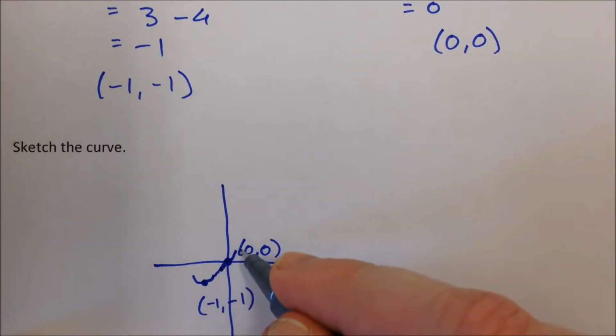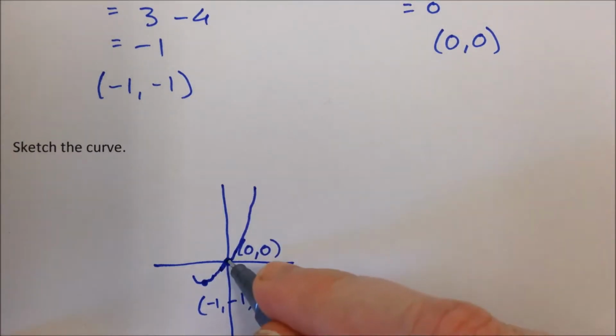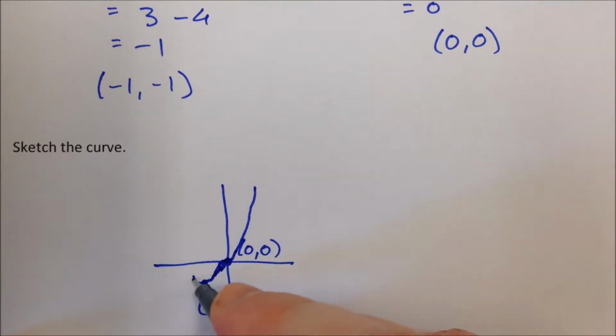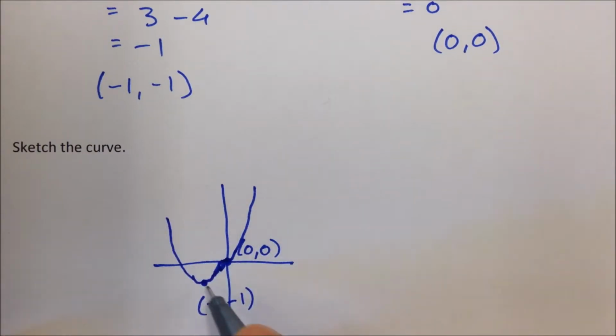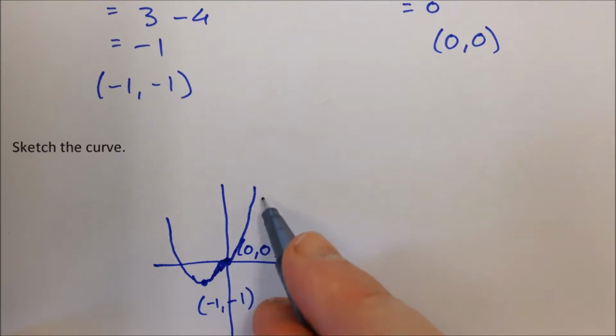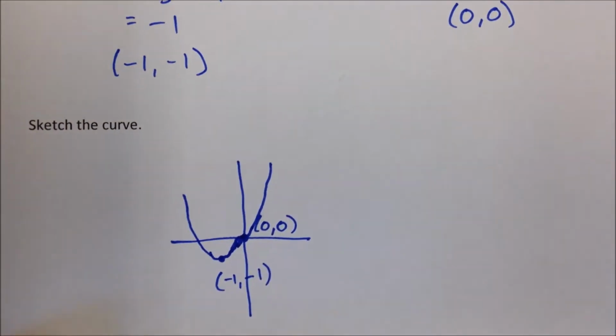Now if we hook those 2 up, it should look like that. Now I haven't done a very good job of showing my flat line there, but it's meant to be a minimum and then a point of inflection and then that there.